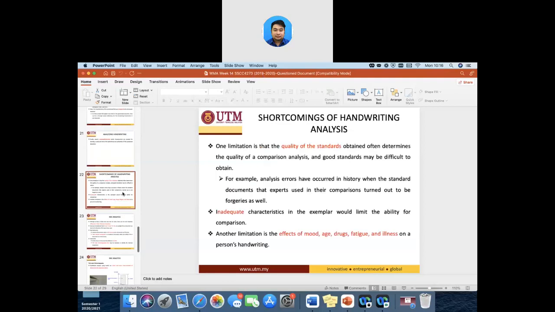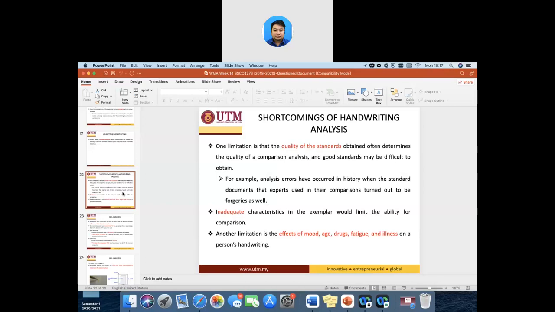All right. The shortcomings of handwriting analysis, of course, this handwriting analysis is quite, we call it class characteristics. Even though it leads to individualization, it is not as individualizing as DNA, because we have variations. The quality of the standards, as I mentioned, if the suspect for the whole 5 to 10 lines is consistent with their incorrect way of writing, then we will not be able to get a good conclusion out of it.